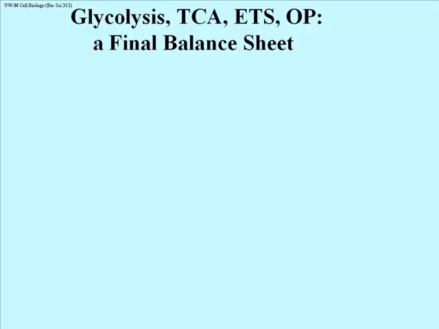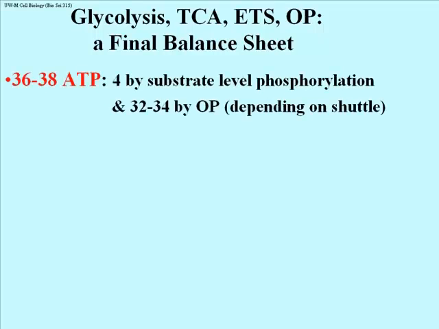So finally, let's look at a last balance sheet for respiration. In the end, 36 to 38 ATPs have been synthesized. 4 by substrate level phosphorylation, and between 32 and 34 by oxidative phosphorylation. The difference, by the way, of 2 ATPs from oxidative phosphorylation is because there are actually 2 shuttles for getting electrons on cytoplasmic NADH into the mitochondrial matrix, one of which donates the electrons to carriers further along the electron transport chain and therefore permit fewer ATPs to be synthesized.